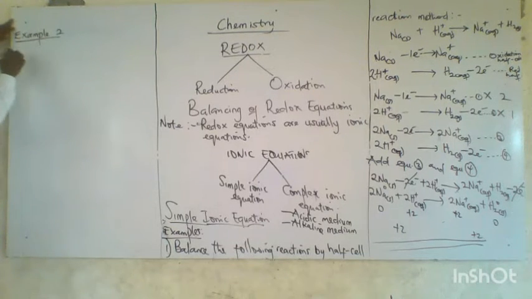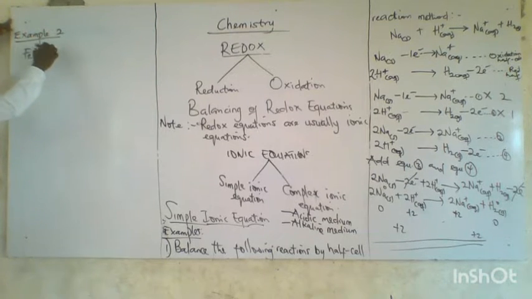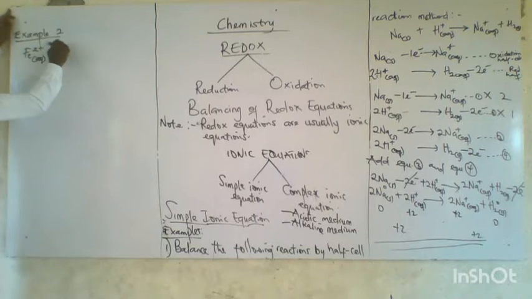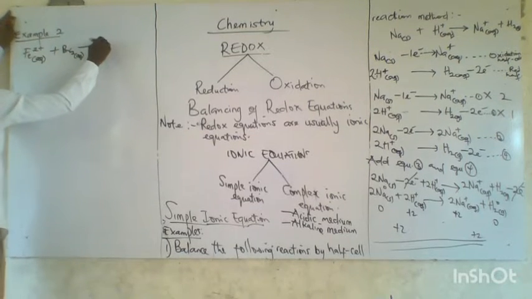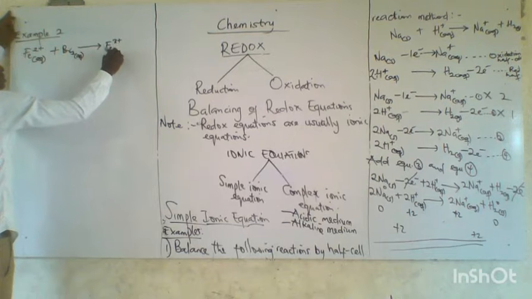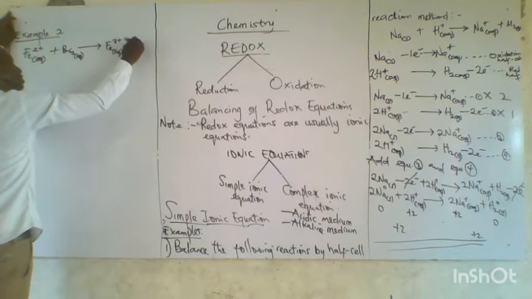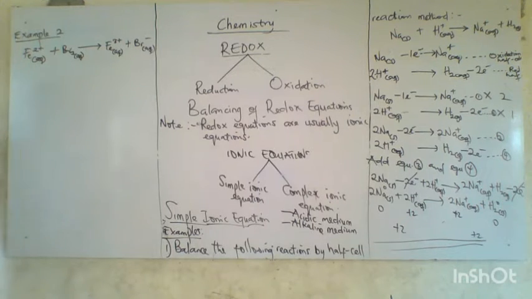Example 2. So what's the question? Fe 2 plus aqueous plus bromine gas, yes, right? To give us iron 3 plus aqueous plus bromine minus aqueous. That's the bromide ion. We call it bromide ion. Does that make sense? Right. So I have this question.